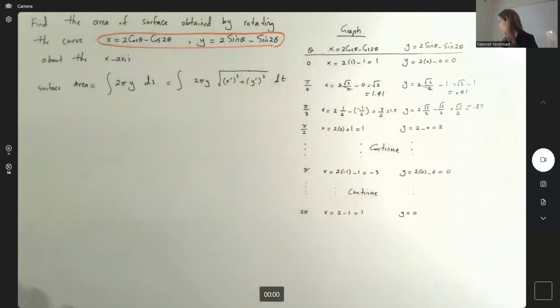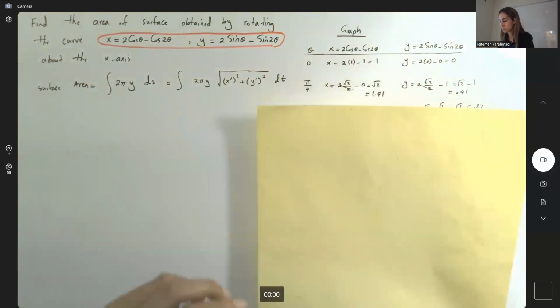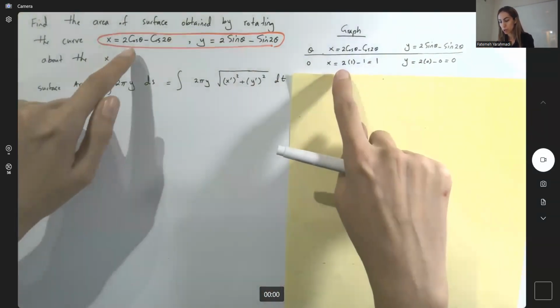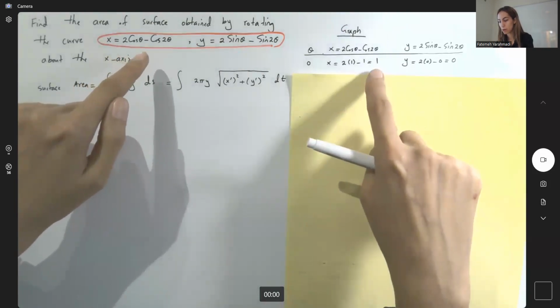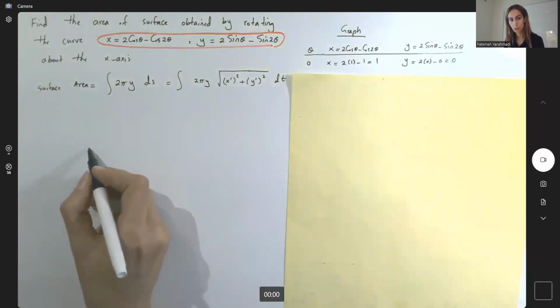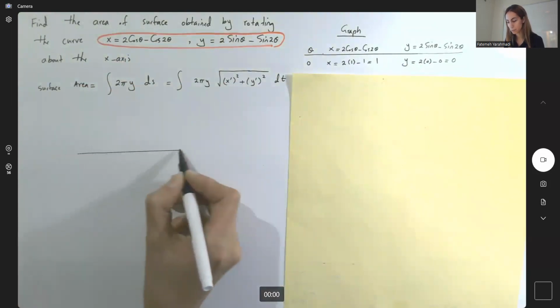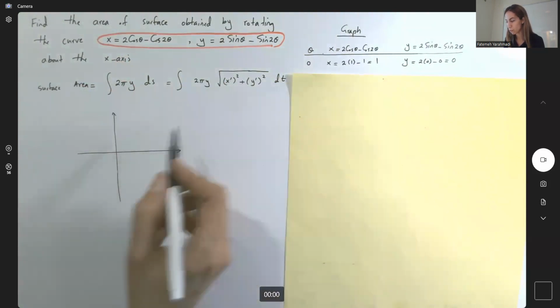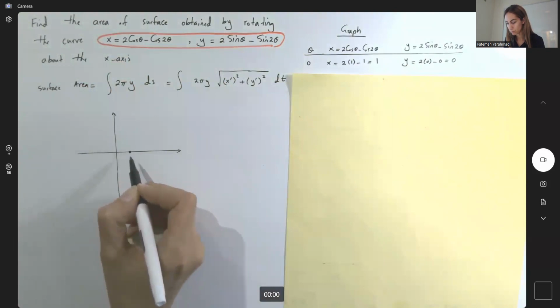So take a look. There's a piece of paper here. Make sure you're following what we're doing here. If theta is equal to 0, I just plug in 0 here. My x becomes 1 and my y becomes 0. So this is the object you're looking at. When theta is equal to 0, my x is 1 and my y is 0.